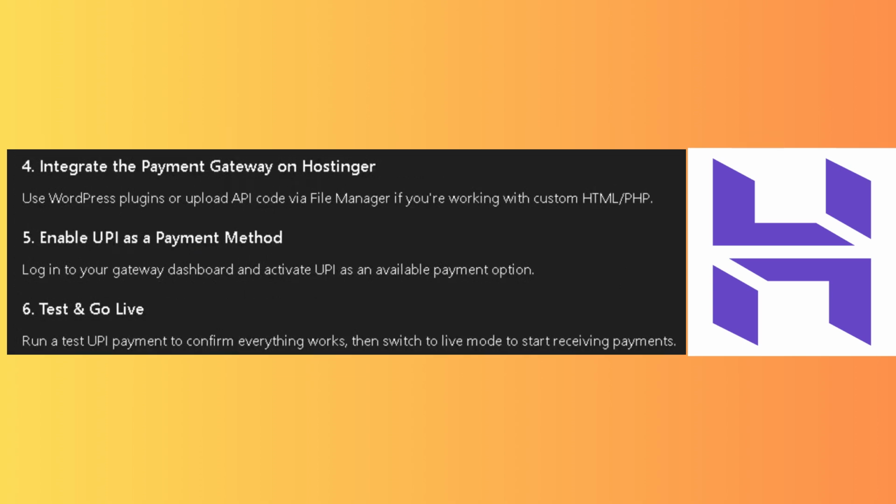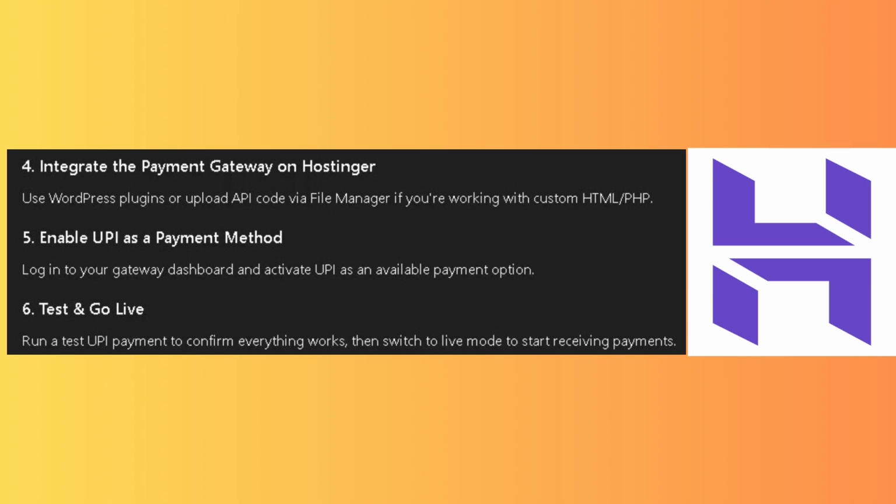Integrate the payment gateway on Hostinger. Use the WordPress plugin or the API code via the file manager if you're working with custom HTML or PHP. Enable UPI as a payment method. Log into your gateway dashboard and activate UPI as an available payment option.